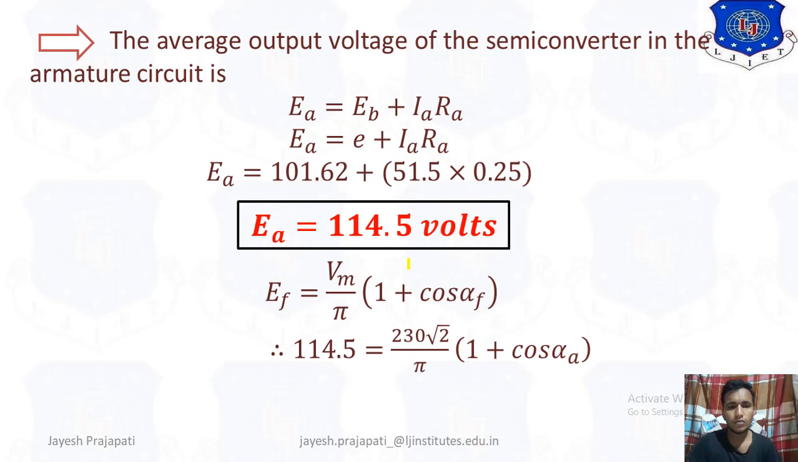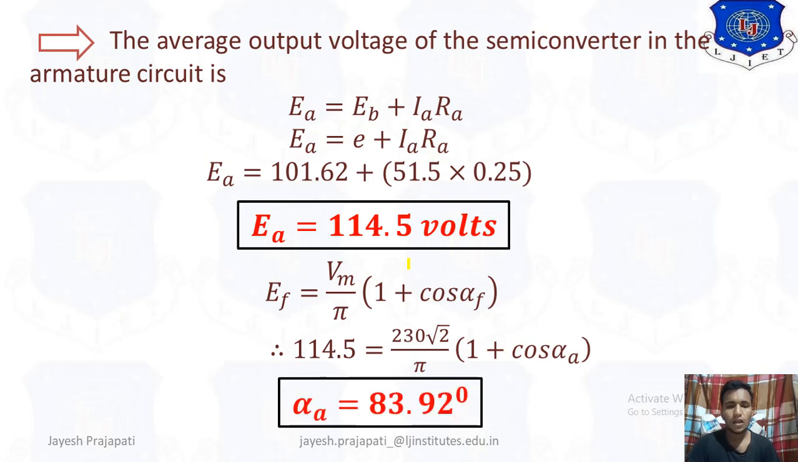Now we know that EA is equal to Vm by pi times (1 plus cos alpha A). So we write EA, that is 114.5, is equal to 230 root 2 divided by pi times (1 plus cos alpha A). So we can say that the angle alpha A is equal to 83.92 degree.